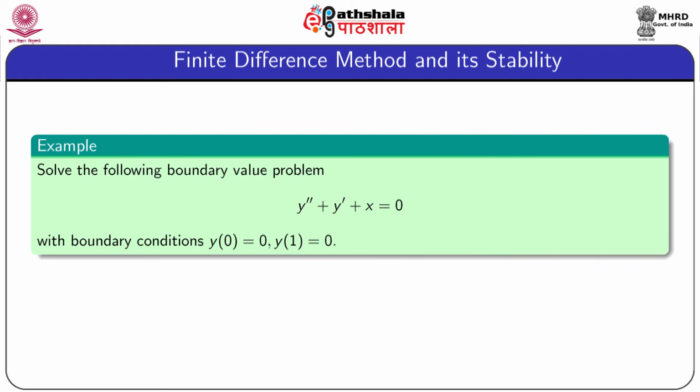Now we consider one boundary value problem. Second derivative of y plus first derivative of y plus x equal to 0, with the boundary conditions: at x equal to 0, y equal to 0, and at x equal to 1, y equal to 0. That means the value of x is 0, y is 0, and y at 1 equal to 0. The boundaries are 0 and 1.